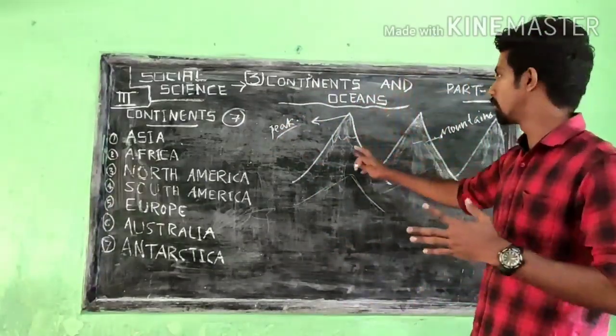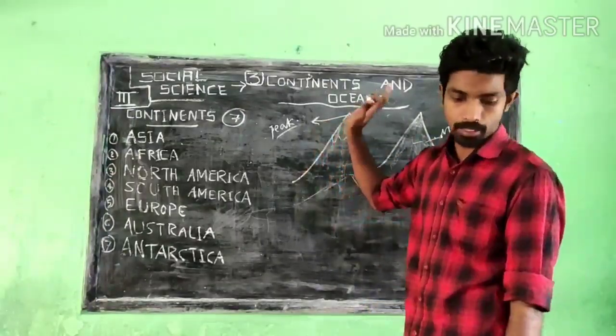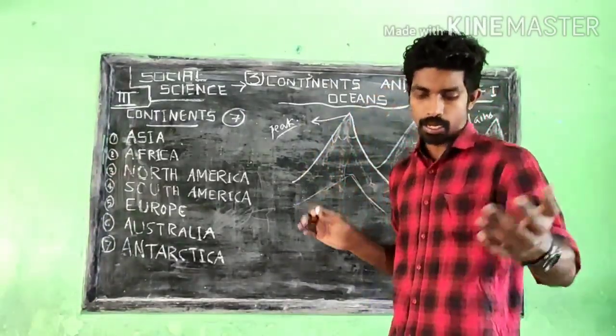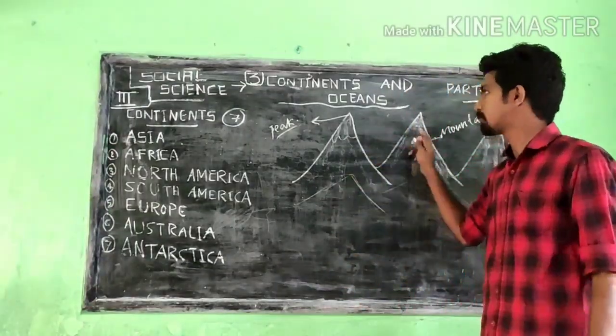सबसे बड़ा hills को हम लोग बोलेगा mountains. And the top of the mountain, that portion we call it as peak. Okay, so next one, high areas of land which are not as high as these mountains.